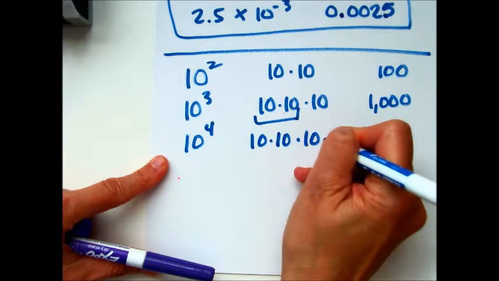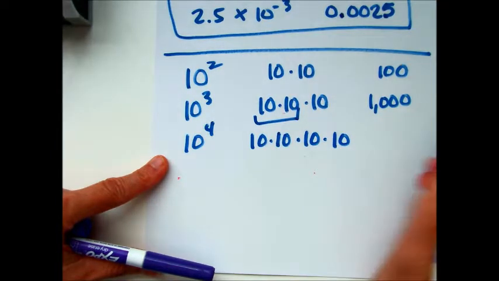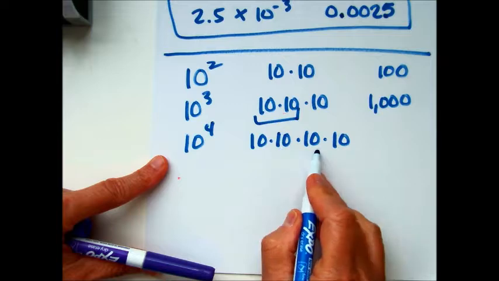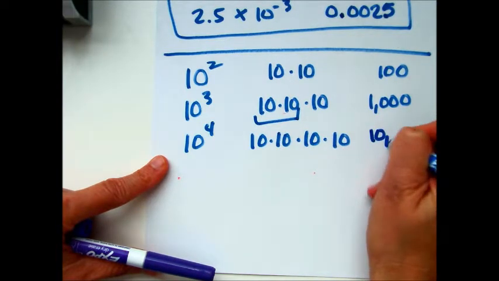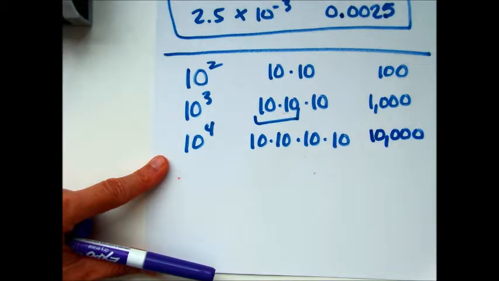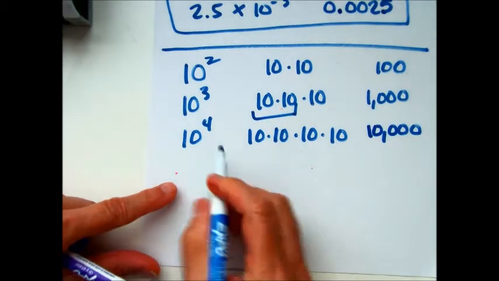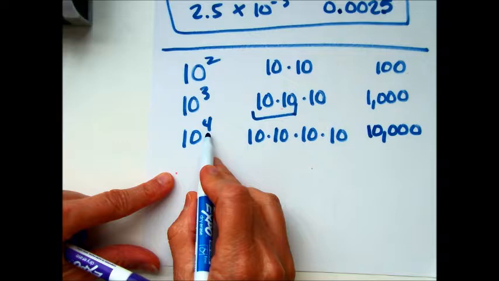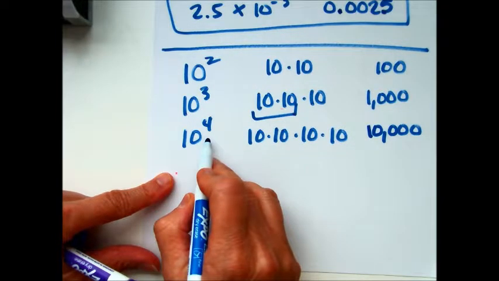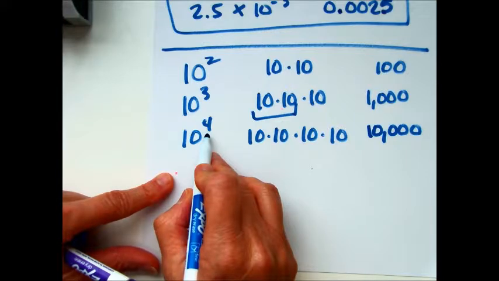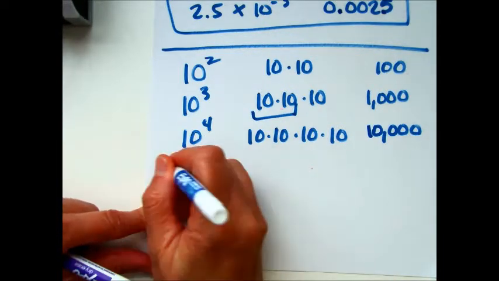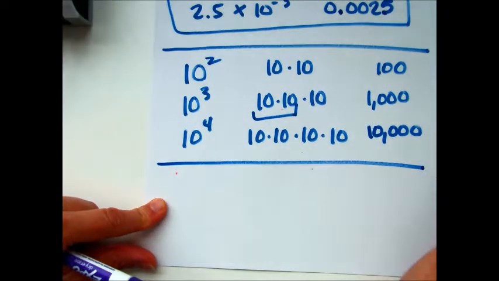And let's go ahead and try 10 to the 4th. And hopefully you're seeing a pattern at this point. 10 times 10 is 100, times 10 is 1,000, times 10 is 10,000. Okay, so basically when the base is 10, the exponent is telling you how many zeros you're going to have with the number 1. Okay. Anyway, you'll get more practice with that.